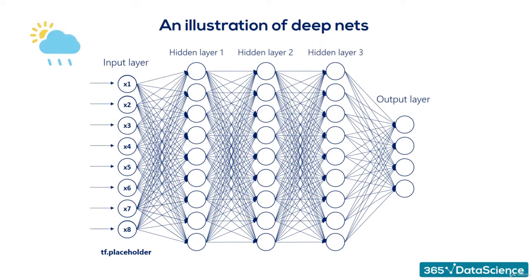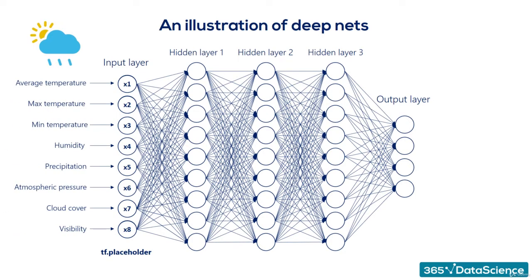Remember the weather forecast example? Well, imagine it has 8 inputs. For instance, average temperature, highest temperature, lowest temperature, humidity, precipitation, atmospheric pressure, cloud cover, and visibility in the distance.